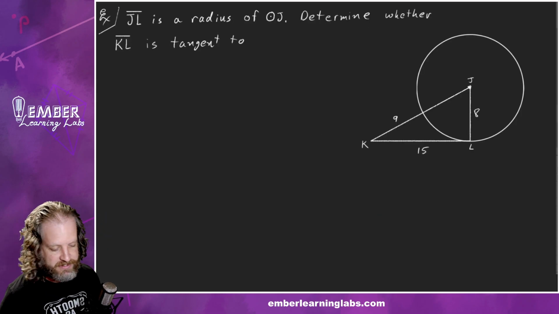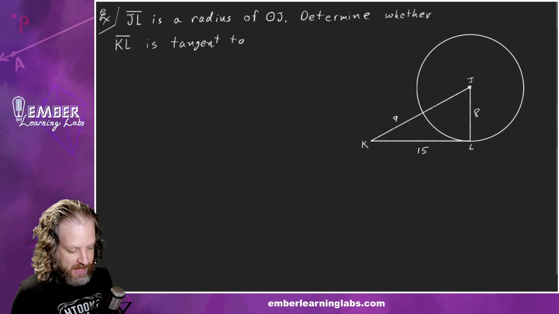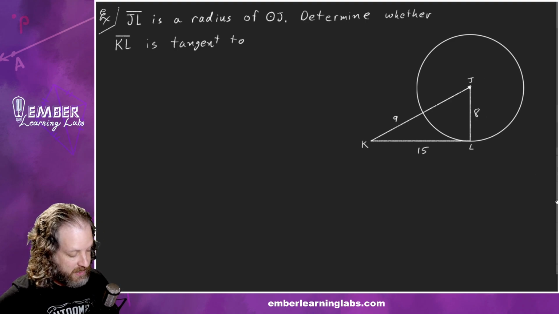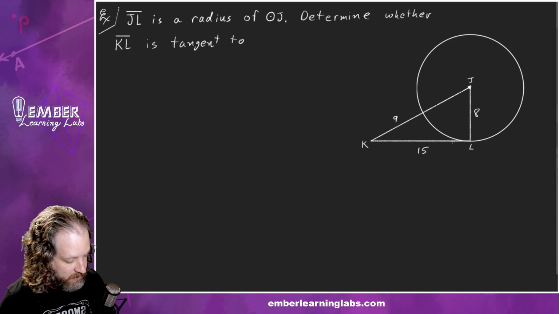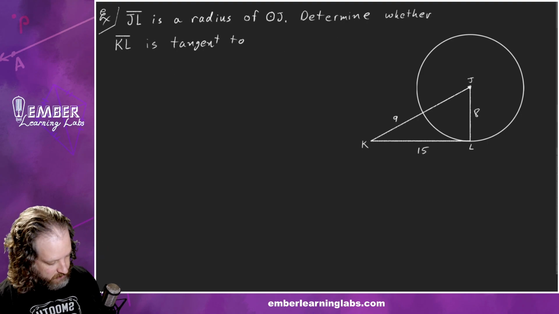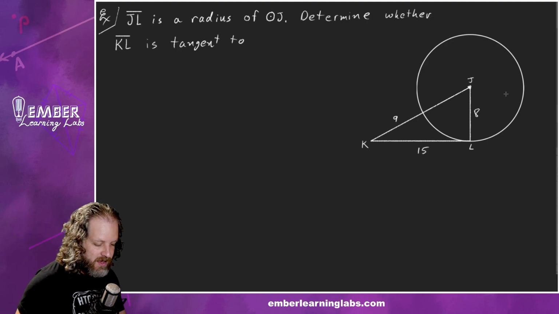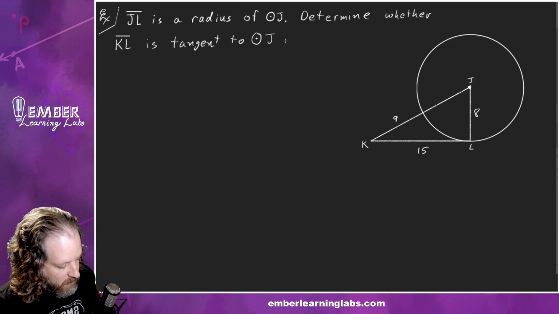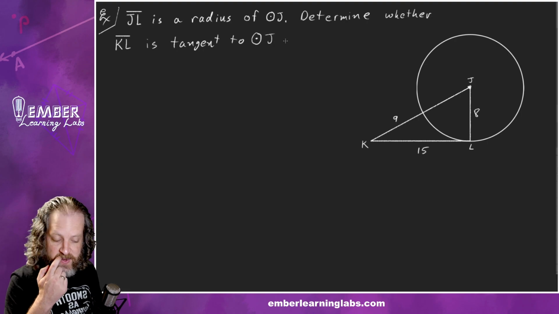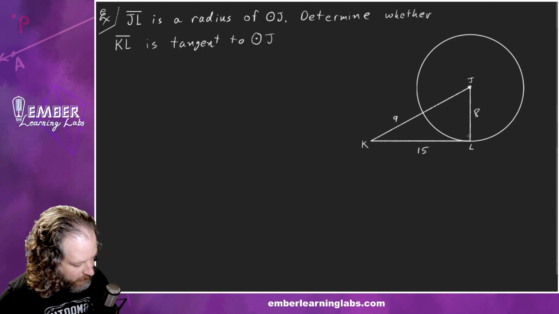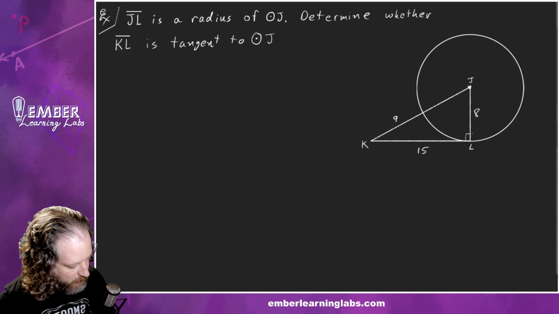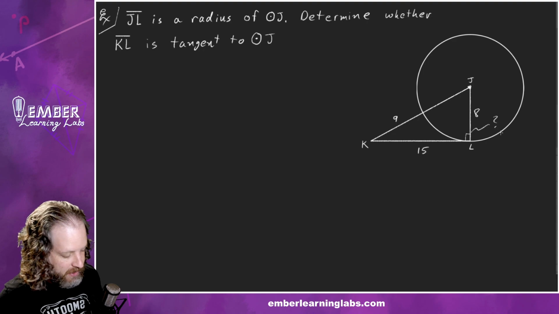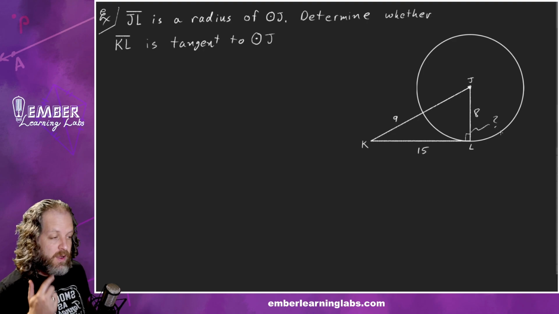All right, first example: segment JL is a radius of circle G. So it's saying that this is a radius, right? Determine whether KL, so this one, is tangent to circle J. So we want to know if it is tangent. If it was tangent, what we're trying to prove is, is this perpendicular? Is this a 90-degree angle? So how can we do that?